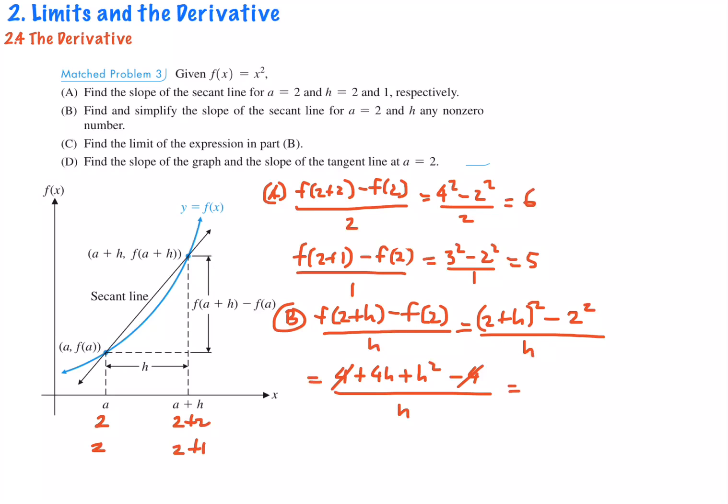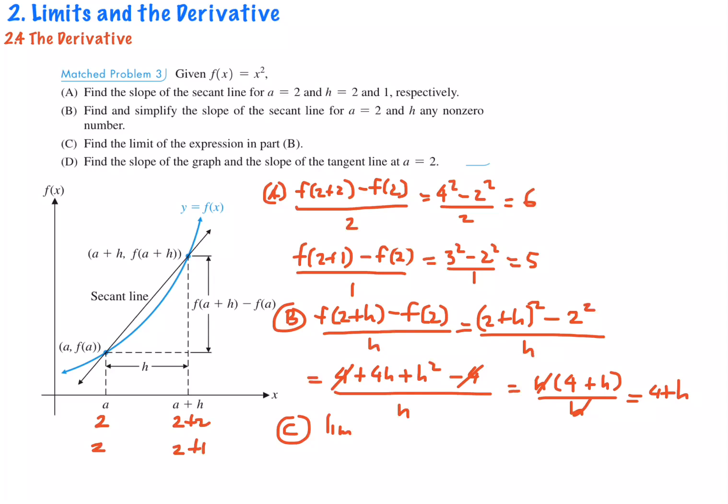4 and negative 4 cancel each other, and then we'll have the common term, which is h. I'll put it in parentheses, 4 plus h divided by h. Cross out this h, we'll get 4 plus h. This is for B. C, find the limit expressions in part B.